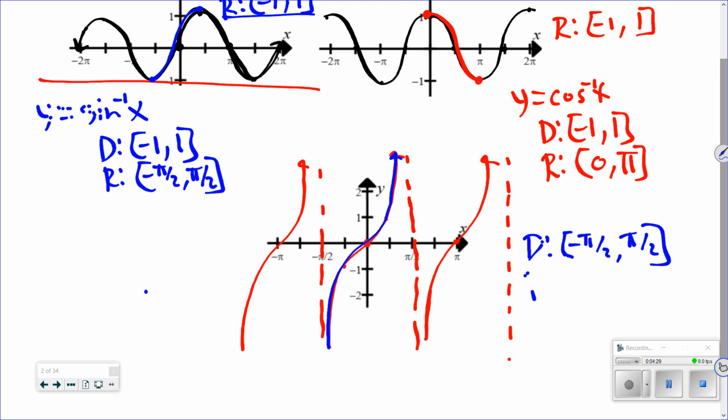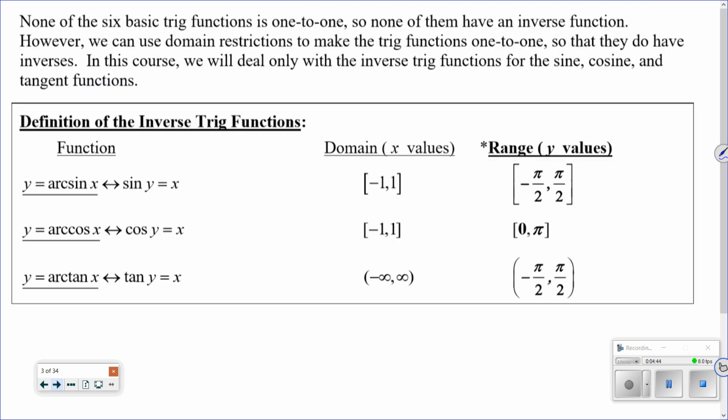The range, I'm going to come down here. The range, right, it goes from negative infinity to infinity. Goes down forever, goes up forever. So if I take the inverse tangent function, we're going to switch those two around. So long story short, when we get all done with that, look at this big box. This was in your book right here, right?